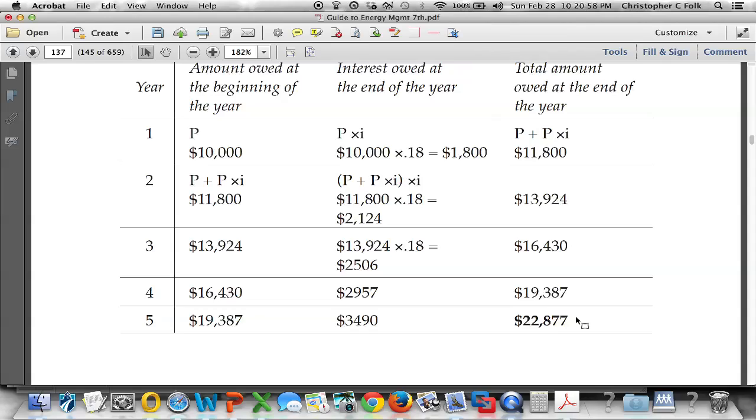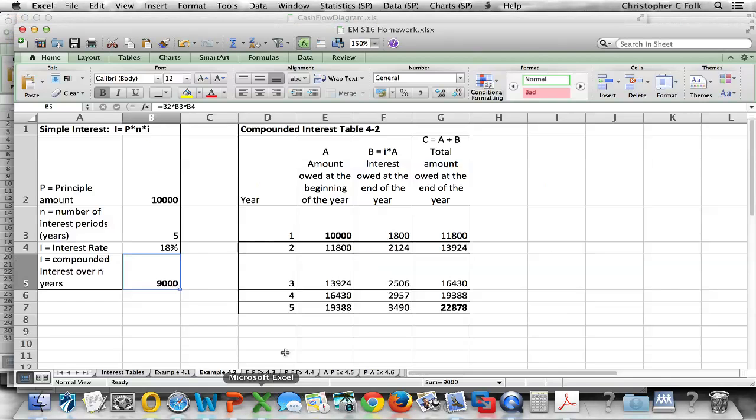You still have to pay back the $10,000 you borrowed initially. Sounds like school loans, doesn't it? Let's go back to the spreadsheet and see what I did there.